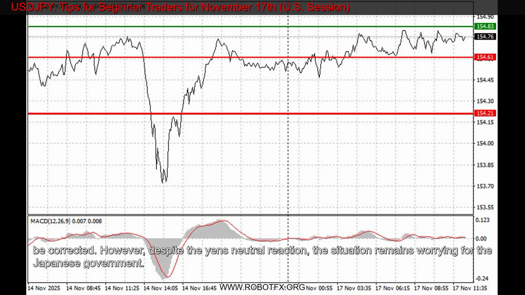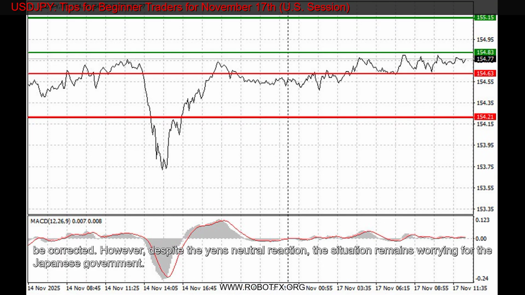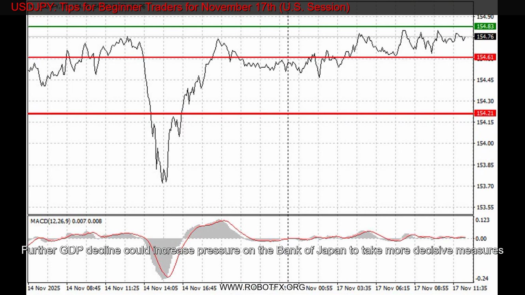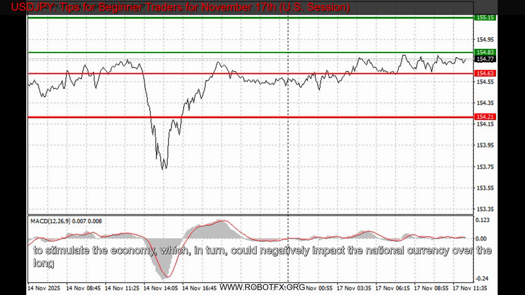However, despite the yen's neutral reaction, the situation remains worrying for the Japanese government. Further GDP decline could increase pressure on the Bank of Japan to take more decisive measures to stimulate the economy, which, in turn, could negatively impact the national currency over the long term. For intraday strategy, I will primarily rely on scenarios 1 and 2.